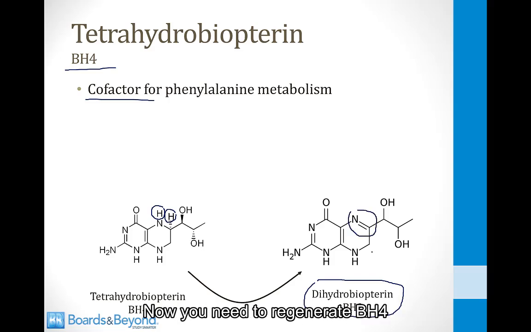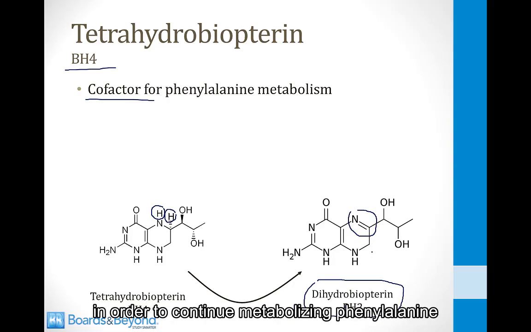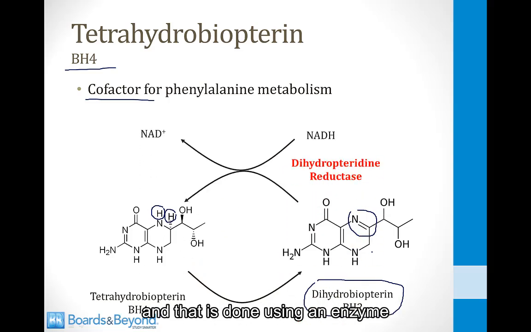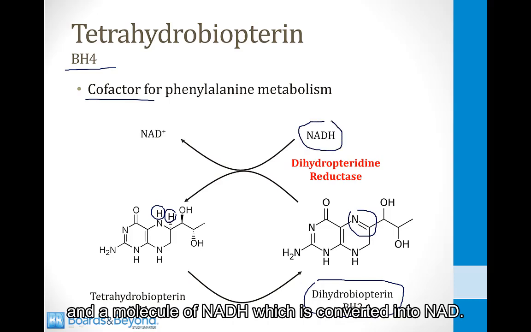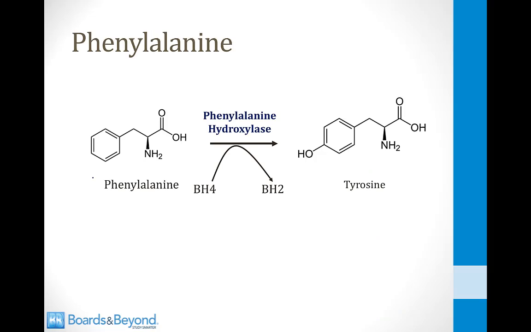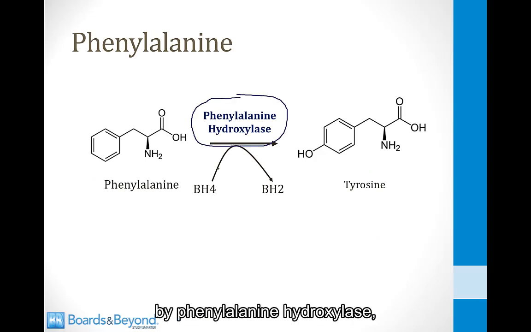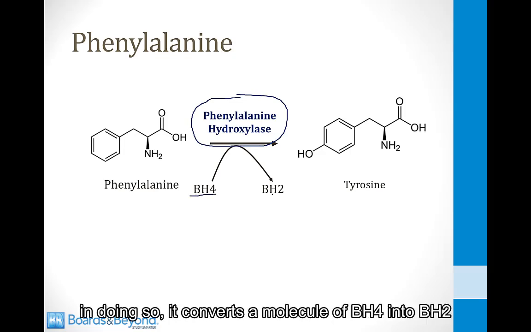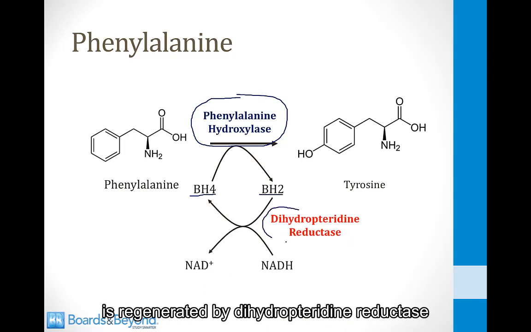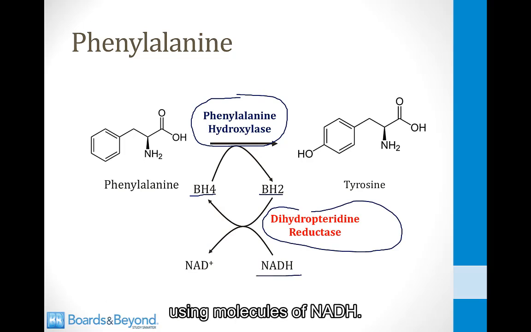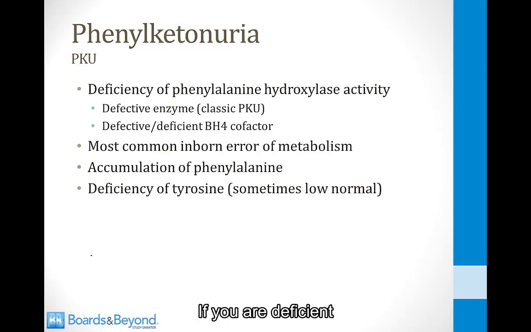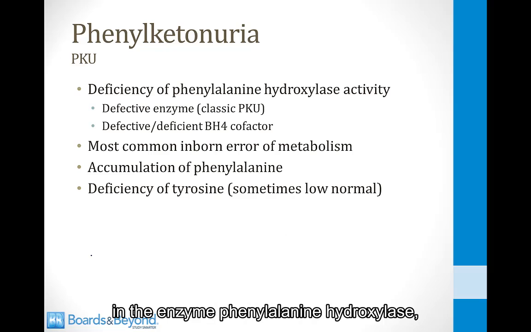Now you need to regenerate BH4 in order to continue metabolizing phenylalanine, and that is done using an enzyme called dihydropteridine reductase and a molecule of NADH, which is converted into NAD. So putting this all together, phenylalanine is converted to tyrosine by phenylalanine hydroxylase. In doing so, it converts a molecule of BH4 into BH2, and then the BH4 is regenerated by dihydropteridine reductase using molecules of NADH.